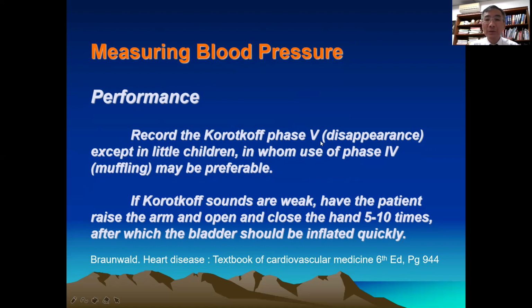The point of disappearance of the sound is said to be phase 5 of the Korotkoff sound, and that is taken as the diastolic blood pressure. Now, sometimes the Korotkoff sound does not disappear. Going to very low levels, you can still hear the sound, then that being the case, you should take the phase, the time when the sound becomes muffled. The phase where the sound becomes muffled is said to be the phase 4 Korotkoff sound. Sometimes when the sound goes down to very low levels, using the phase 4 muffling of the sound would be the appropriate one for the diastolic blood pressure.